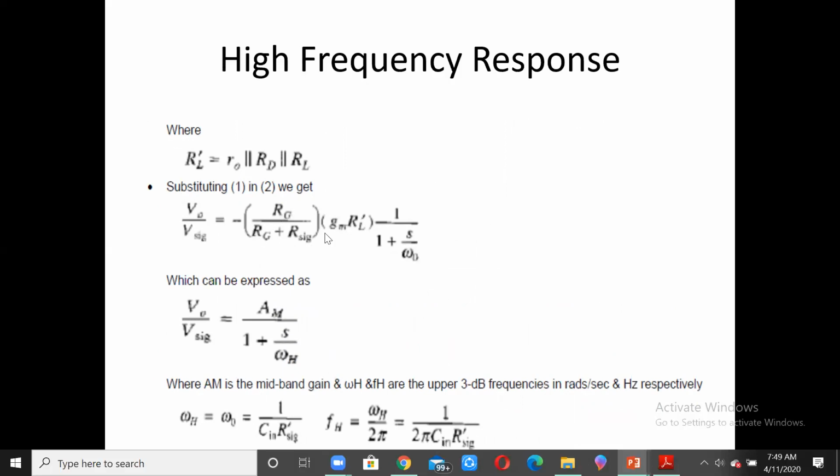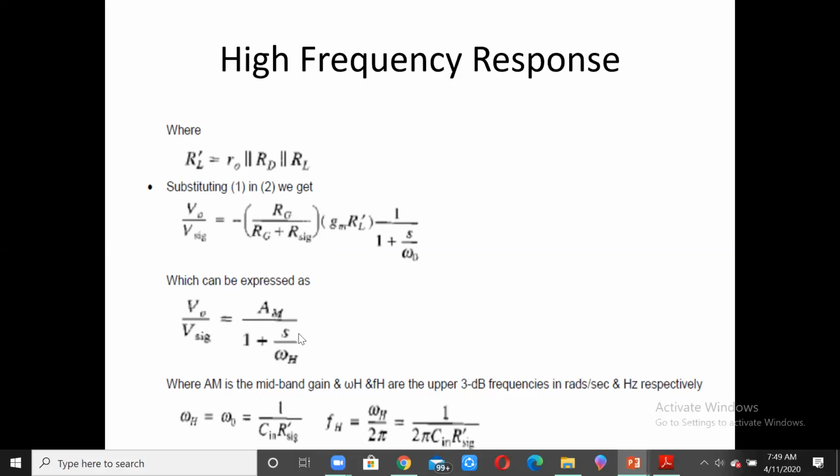V naught by V sig is equal to minus Rg by Rg plus R sig, GM RL dash, times 1 by 1 plus S by omega naught, or omega h. Now this value is the gain, which can be expressed as an expression like this. This expression can be replaced by AM, and this is a single time constant or single pole circuit.